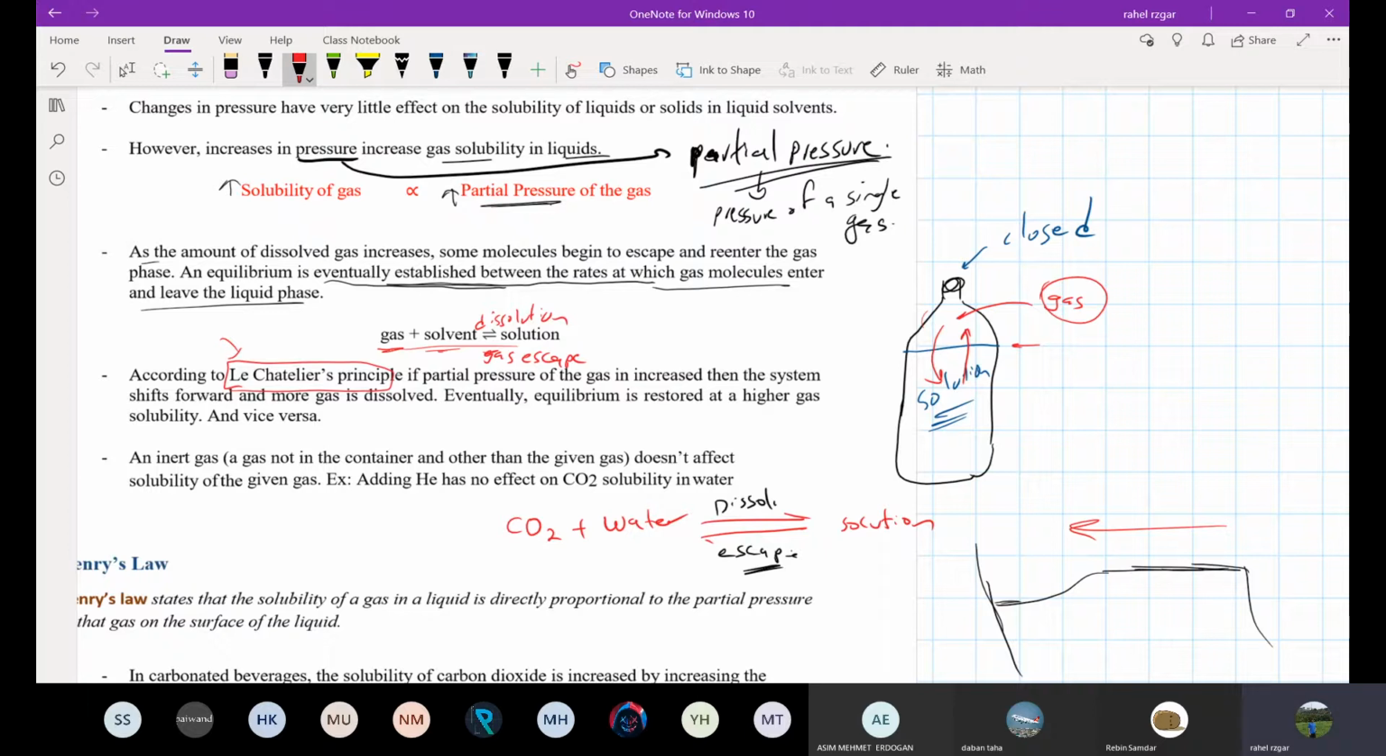We begin to equilibrium. Same thing is happening here. If we increase the pressure of the gas, the solubility of the gas increases. What does it mean? It means that we can dissolve more gas. Look at this reaction. We only have CO2 as the gas.